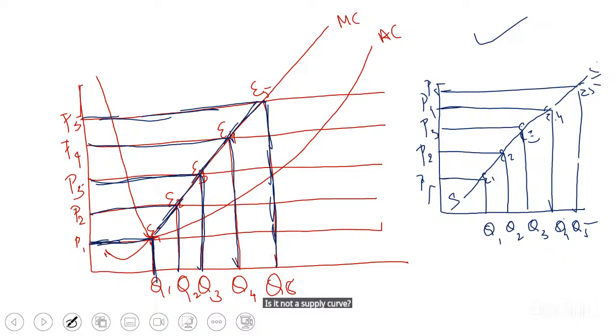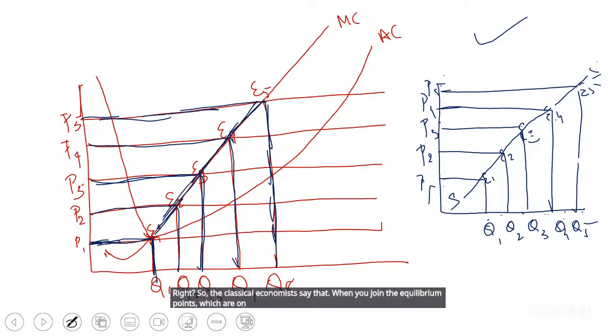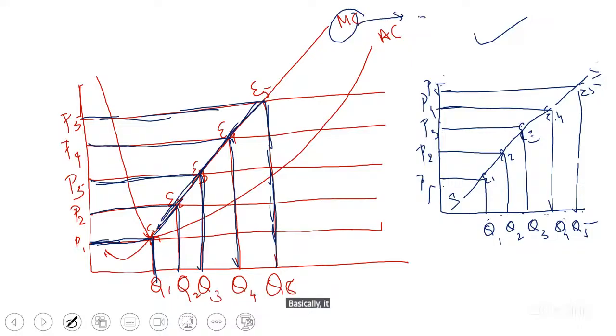Yes. As price increases, quantity supplied increases. So the classical economists say that when you join the equilibrium points which are on an MC curve, it talks about supply. So you can derive the supply curve from MC, from the equilibrium situation. Are you clear? Any doubt? No, ma'am. Could you repeat?